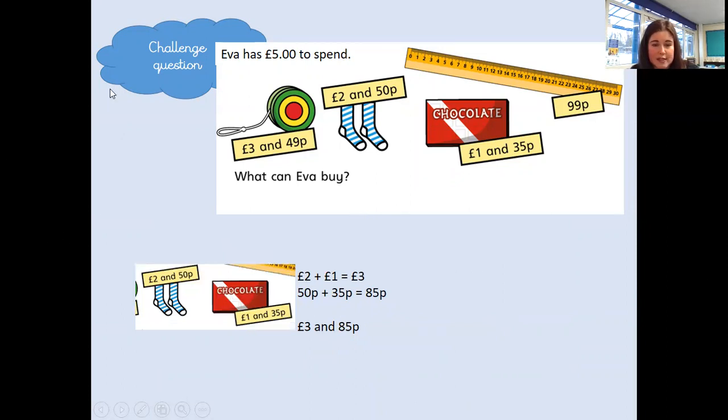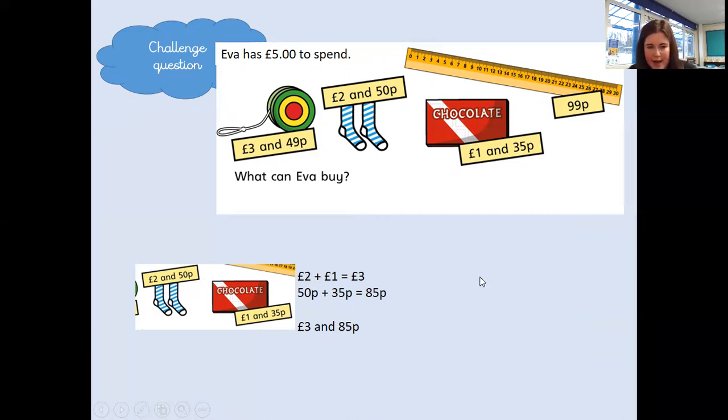Instead, I had a look at buying the socks and the chocolate. The socks were £2.50 and the chocolate was £1.35. Now remember, we add the pounds first and then we can look at adding the pence. £2 add £1 is £3. 50p add 35p is 85p. Recombine that to be £3.85. And yes, she can buy those 2 items together because it is less than £5.